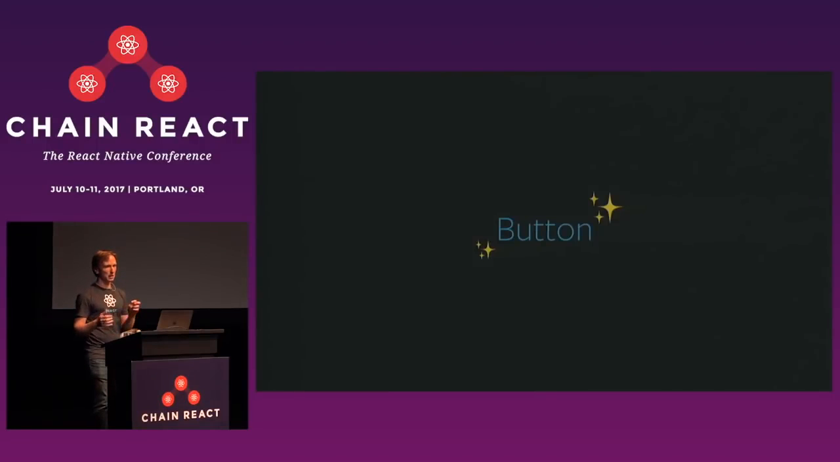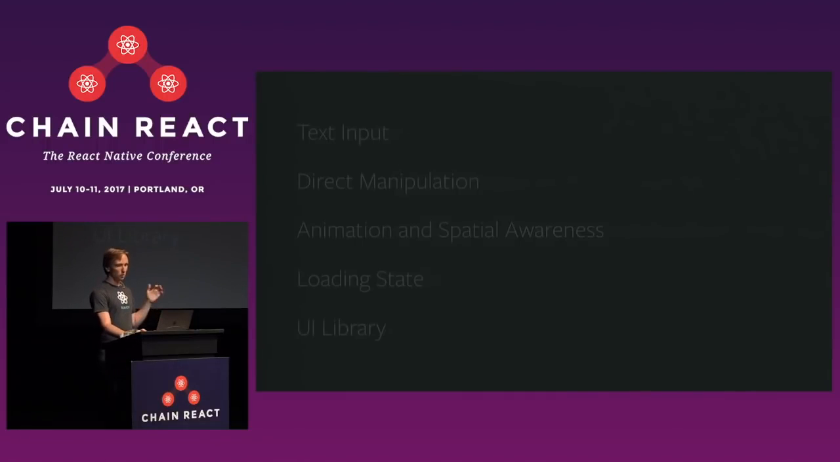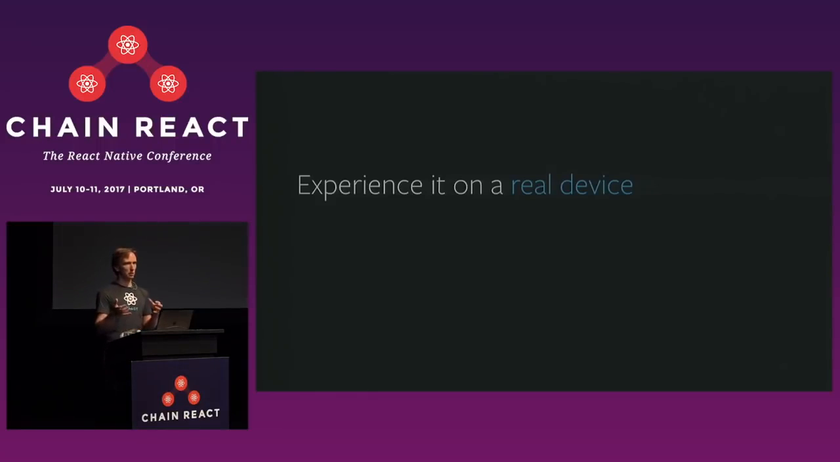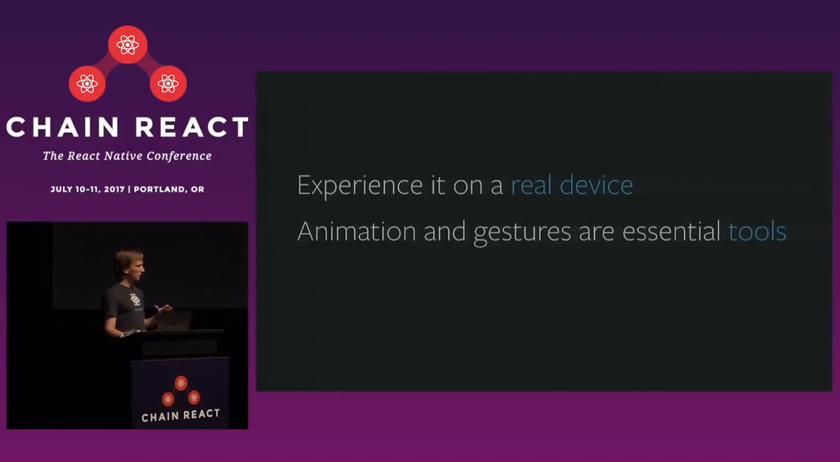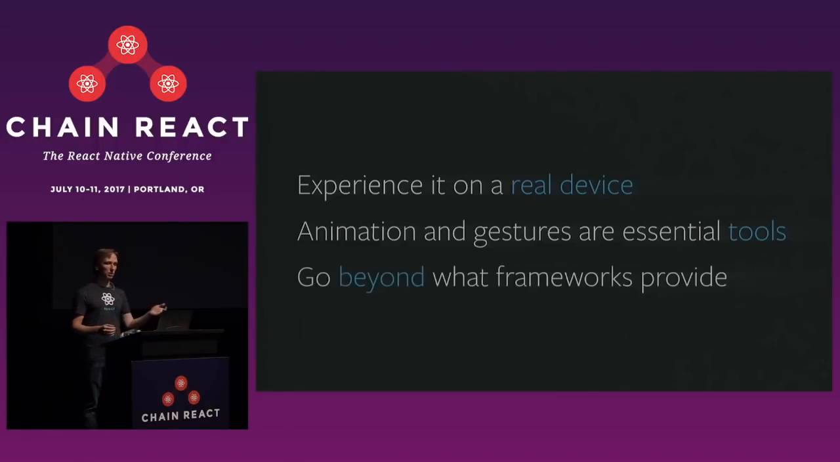The beauty of this approach is that very well designed and built basic components make it so much easier to build amazing apps. All these little details just work fine, and all you need to do is compose them in the right way. So we talked about all these 5 things. What they have in common is to see them, you have to experience it on a real device. You have to run your app not on your simulator, but on your real iPhone or Android. Animations and gestures are essential tools. They're not luxury. And sometimes you have to go beyond what frameworks provide, right? Maybe some native code, or use something that is not considered good practice in Redux.